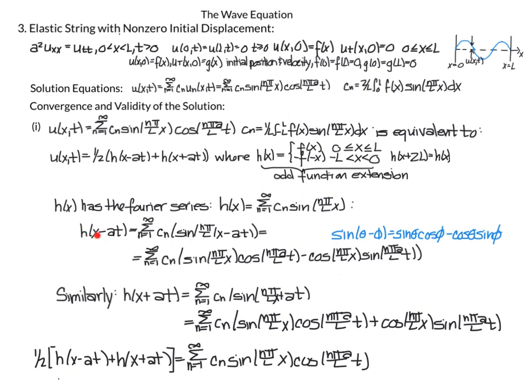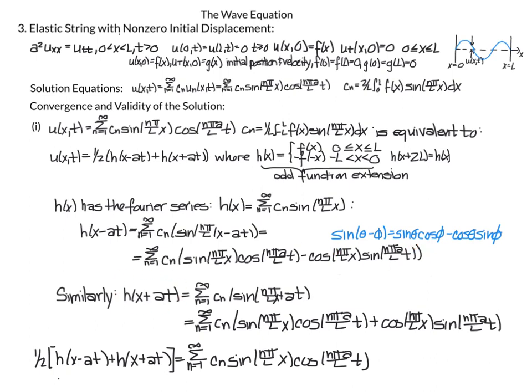So when we look at h of x minus at, I'm just going to plug in x minus at for x over here, and we get c_n sine of n pi over L times (x minus at), which, using this formula for sine of theta minus phi equals sine theta cosine phi minus cosine theta sine phi, I can rewrite as sine of n pi x over L cosine of n pi a t over L, minus cosine of n pi x over L sine of n pi a t over L.